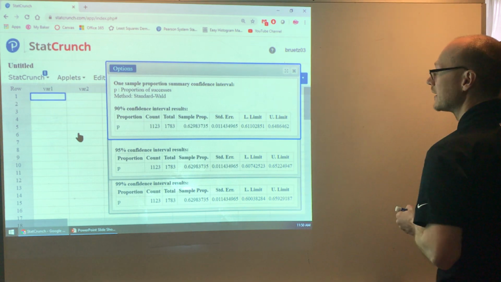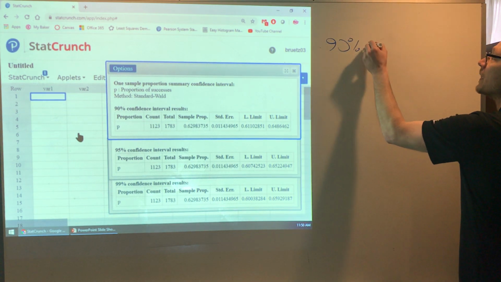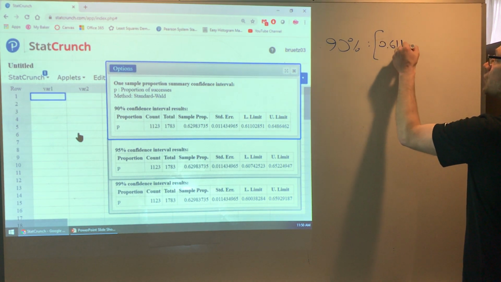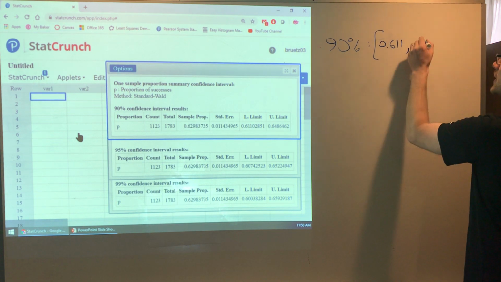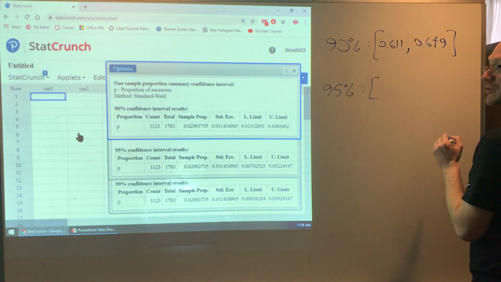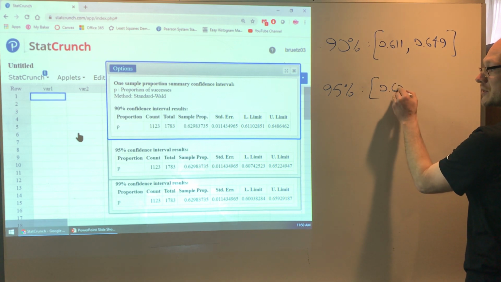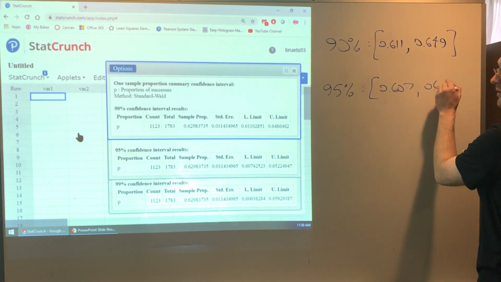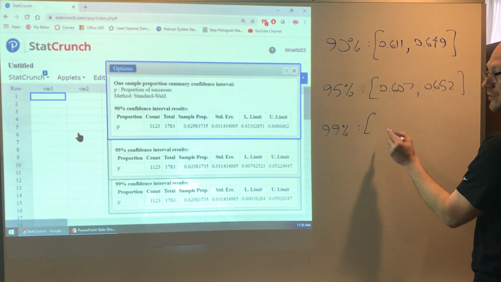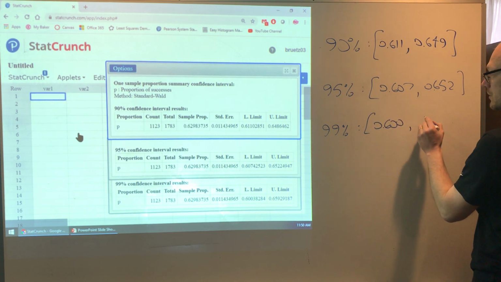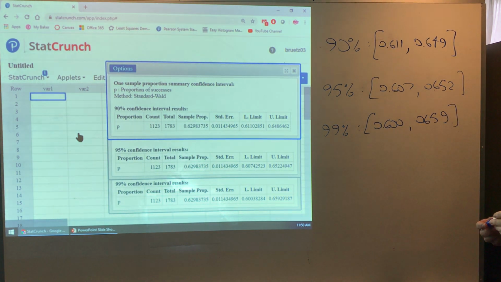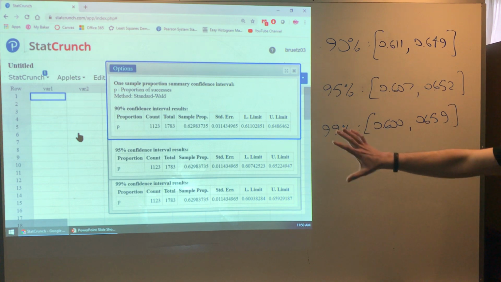I'm going to write these down so we can kind of summarize them. A 90% confidence interval is going to be between 0.611 and 0.649. The 95% confidence interval is from 0.607 to 0.652, and the 99% confidence interval is 0.600 to 0.659. Okay, so that's how I can see all those.